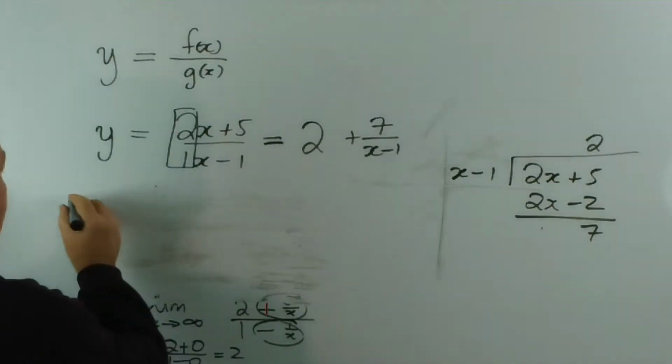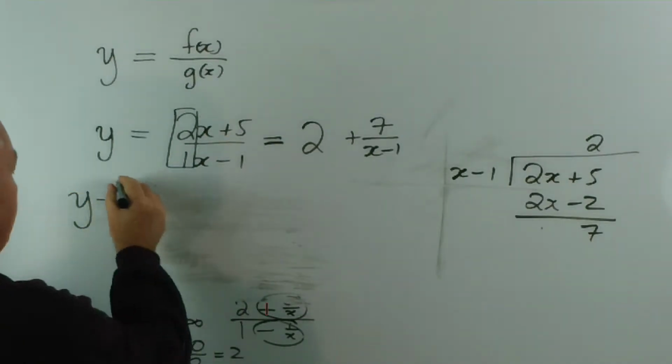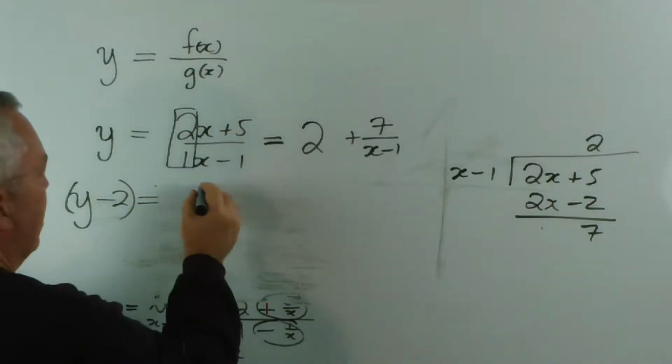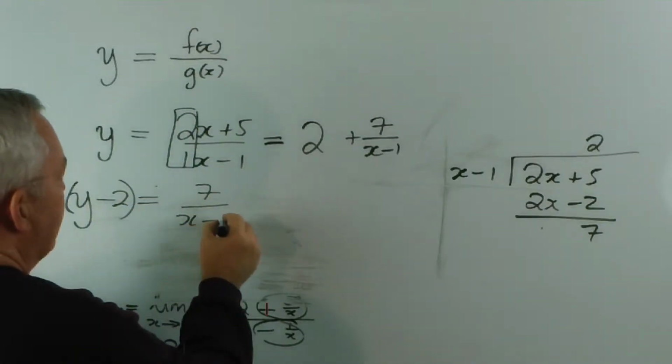And if I subtract 2 from both sides, I get y minus 2 equals 7 over x minus 1.